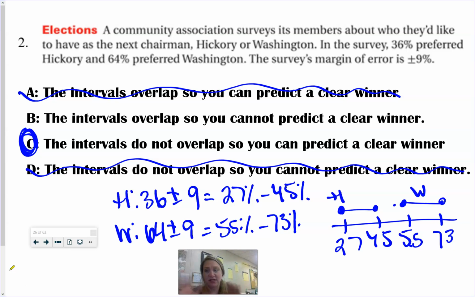And also, just like last time, I went ahead and crossed off A and D because those are choices that can never be answers. If they overlap, we cannot. If they do not overlap, we can. So here my answer choice is C.